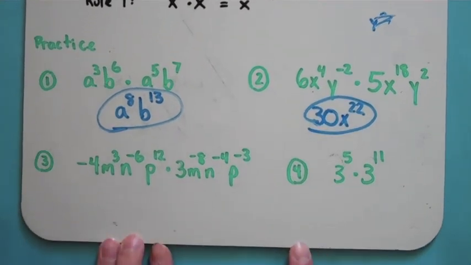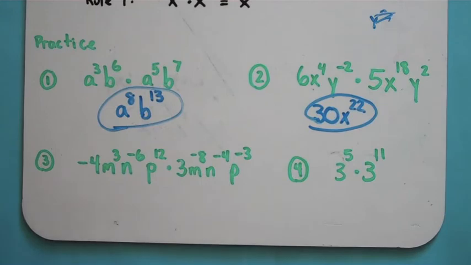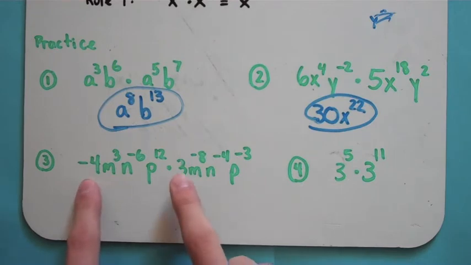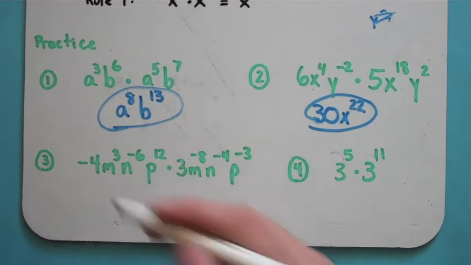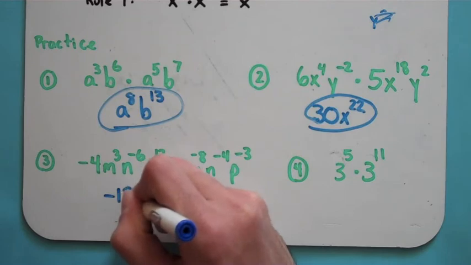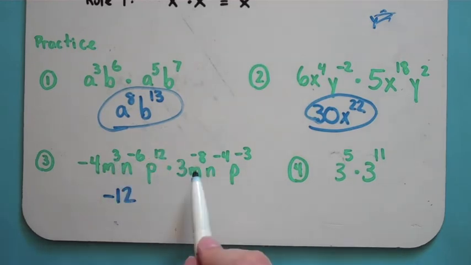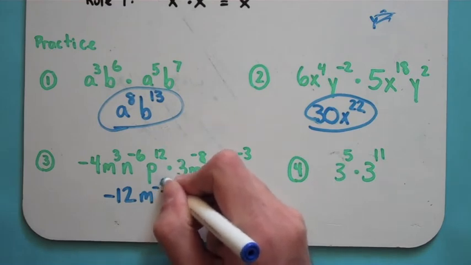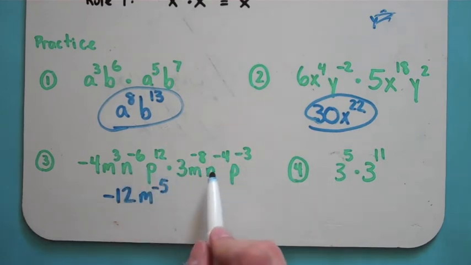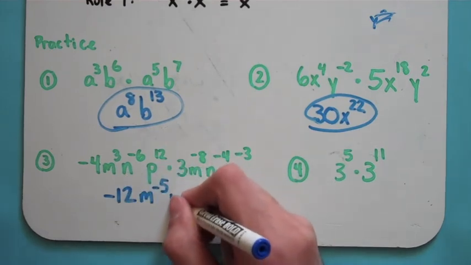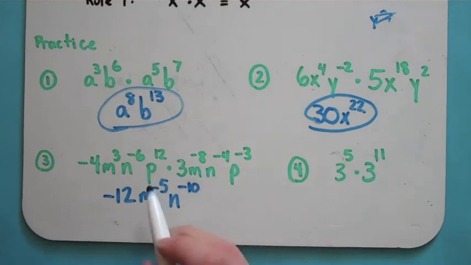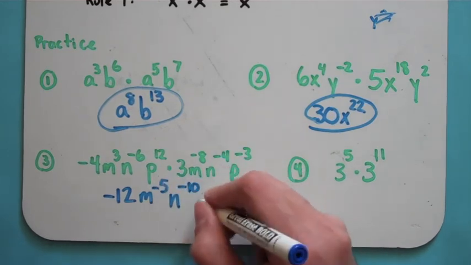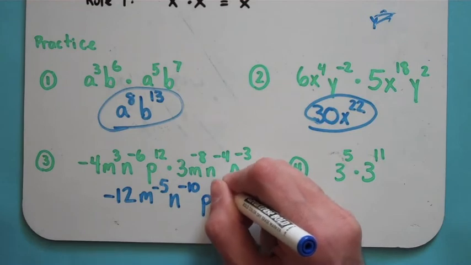All right, 2 more problems here. Again, however complicated they get, you just take it one variable or one thing at a time. I always like to start with my coefficients here. Negative 4 times 3 is negative 12. Those are coefficients, so I multiply them. M to the third, m to the negative 8th makes an m to the negative 5th. N to the negative 6, n to the negative 4th makes an n to the negative 10th power. And I'm going to get a p to the positive 9, because I have 12 and negative 3.